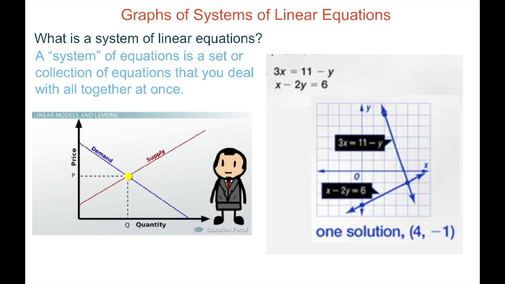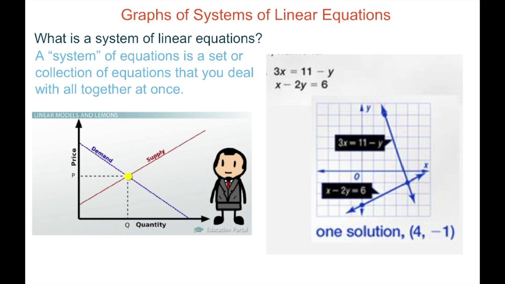A system of equations is a set or collection of equations that you deal with all together at once. Simply put, you're going to take two or more equations and graph them together, all on the coordinate plane. You can find the solution to a system by identifying the point where the lines intersect.